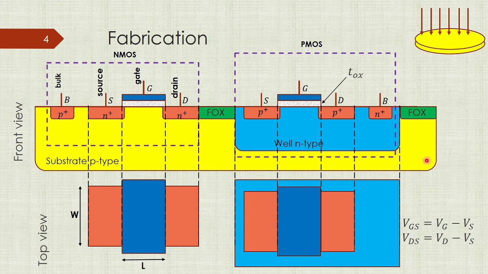We had the front view here, but we can also obtain the top view. As you can see here, the gate has a length L, and the width of this gate is W. For the PMOS, we have the same figure, just that the terminals are inside a well.